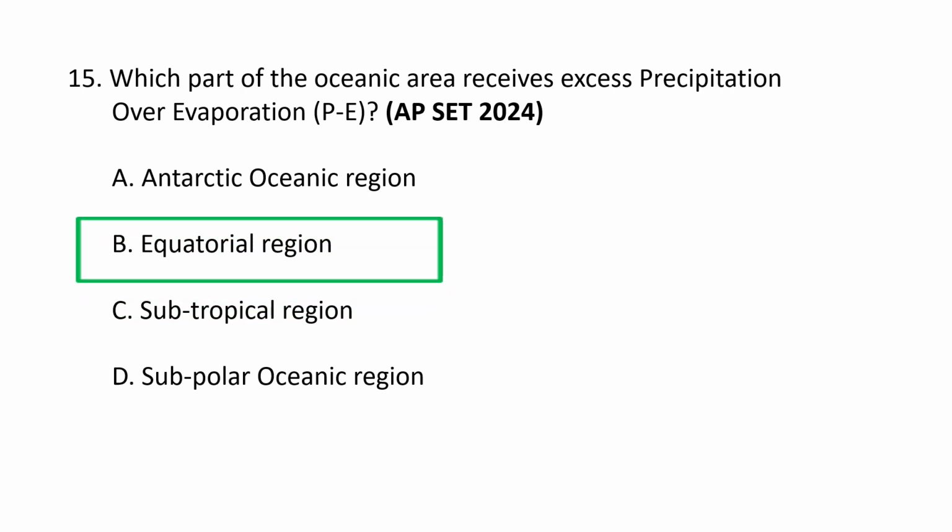Equatorial region. The equatorial part of the oceanic area generally receives excess precipitation over evaporation, with the rainfall significantly exceeding evaporation, resulting in lower ocean salinity in these regions. This occurs because the equatorial regions have high temperatures and humidity, which lead to intense convectional rainfall, but evaporation rates are also high, though the precipitation is even higher due to the uplift of moist air and large-scale atmospheric circulation.